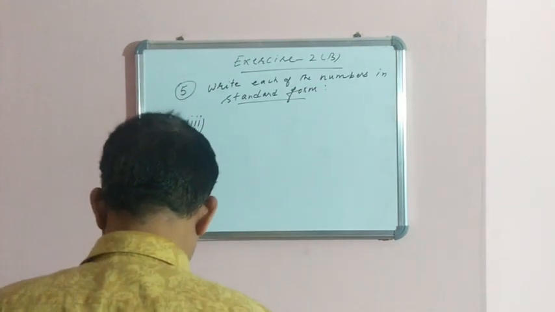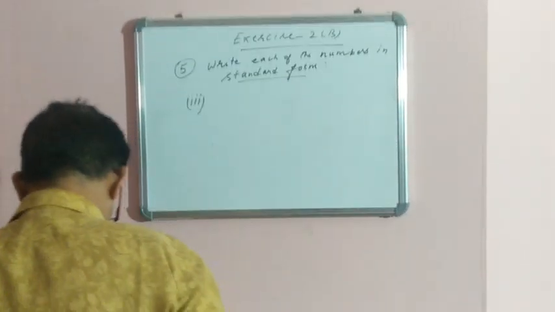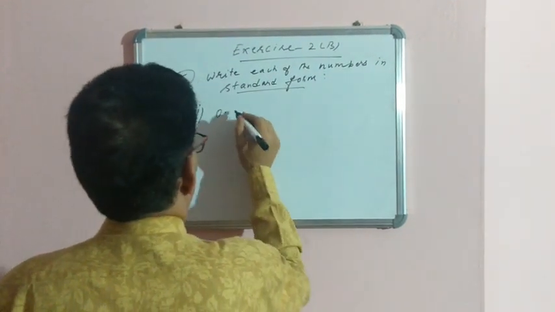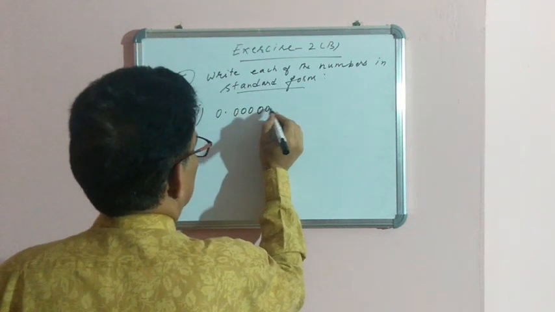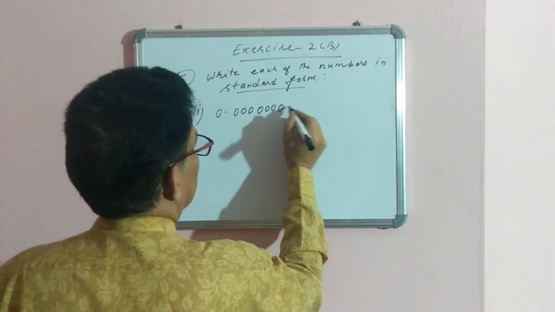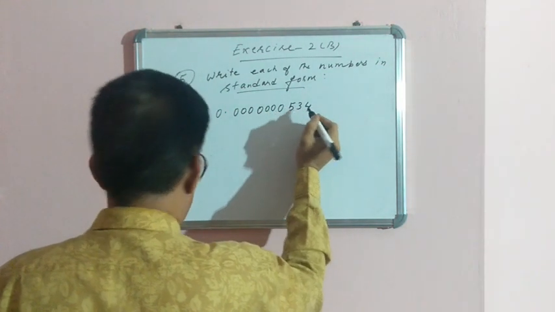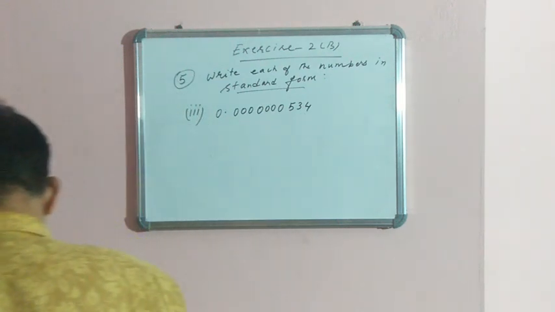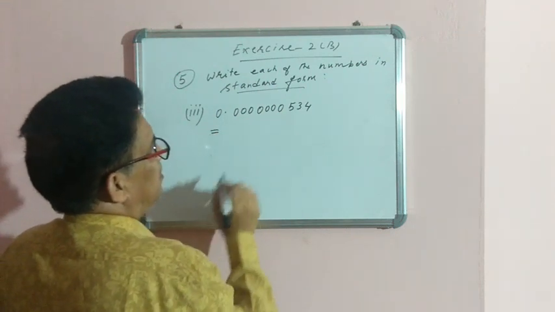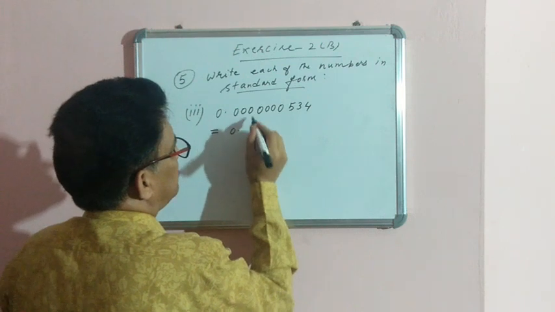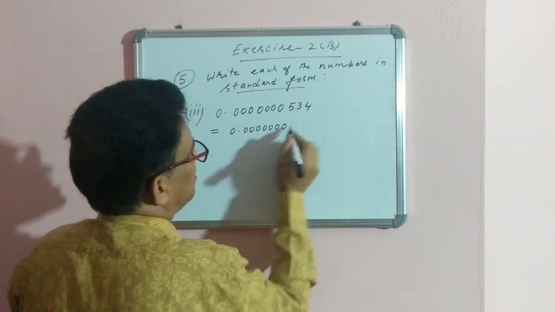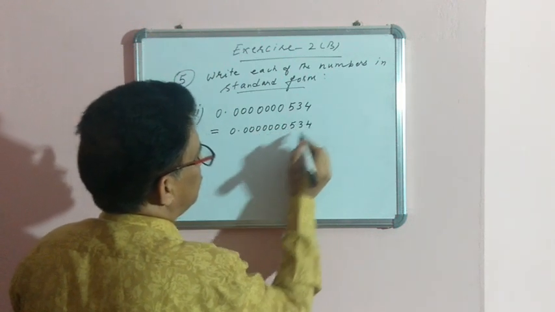Third part is 0.0000000534. We have to write this in standard form. So we will write this one: 7 zeros are there, then 5, 3, 4.